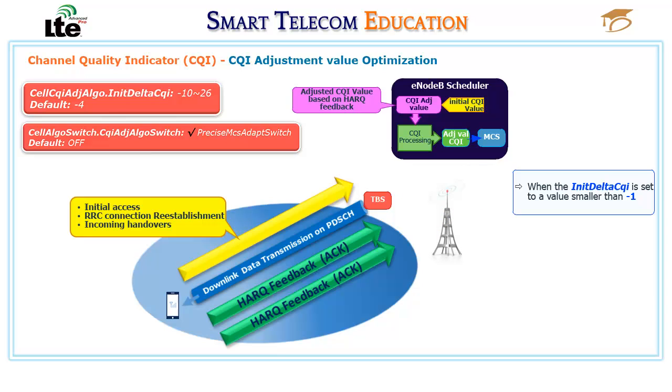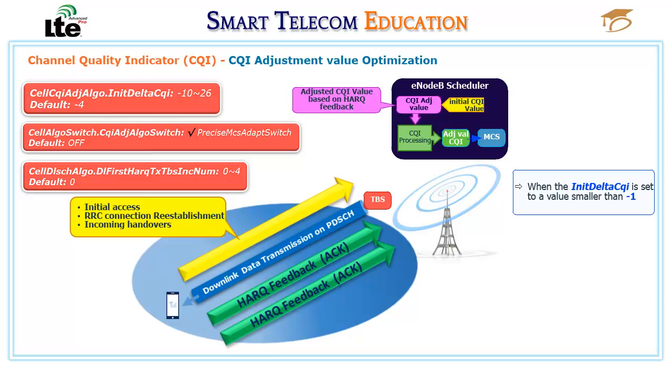The increased amount is specified by the downlink first HARQ transmission transport block size index number option of the CellDlschAlgo parameter. The precise MCS adaptation switch will allow the eNodeB to increase the transport block size index in a conservative initial delta CQI value.